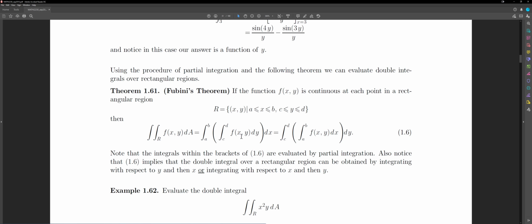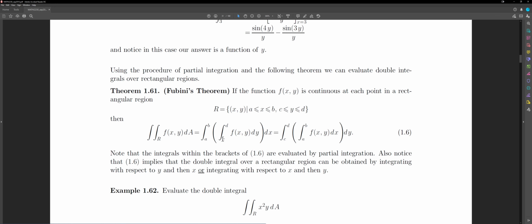For that example, what I did is I integrated with respect to y first, then x, and then I integrated with respect to x, then y. And in both cases, I get the same answer. So that is what this is saying over here. If you integrate over a rectangular region, you could integrate with respect to y first, then x, or x, then y. Either way, you get the same answer.